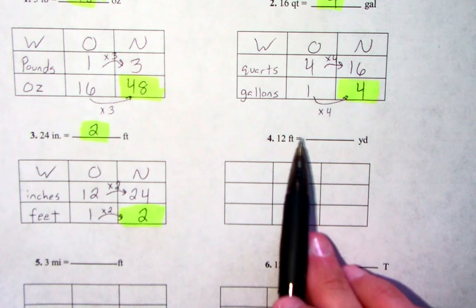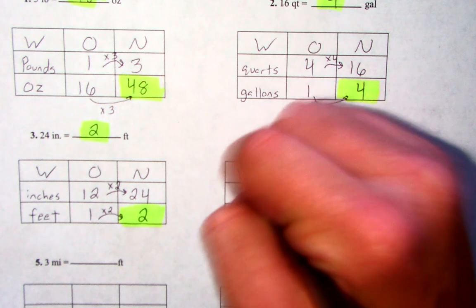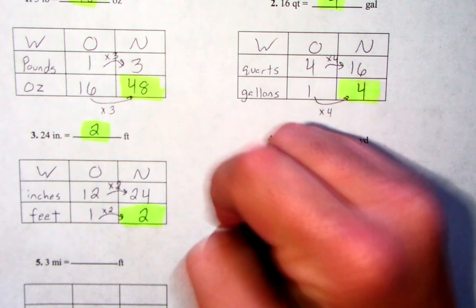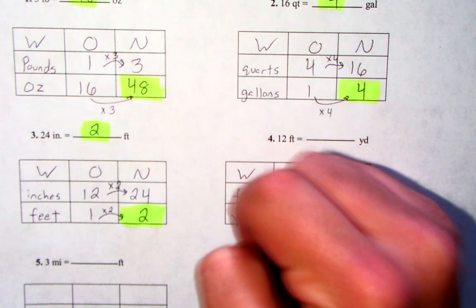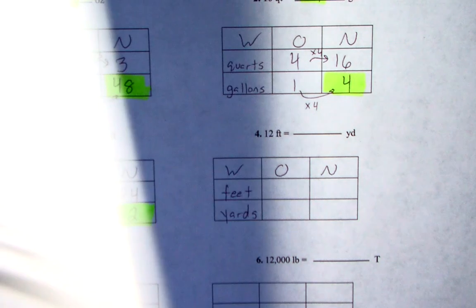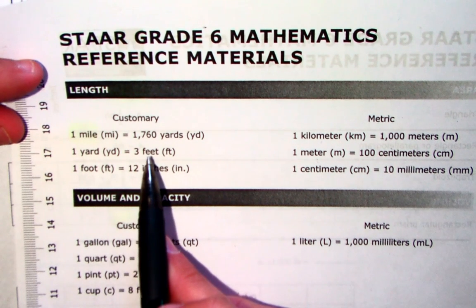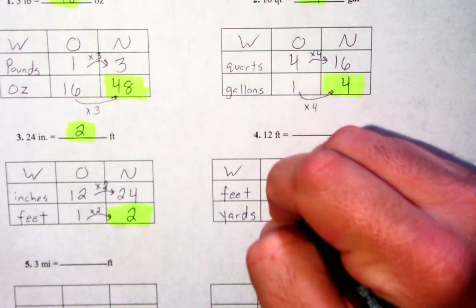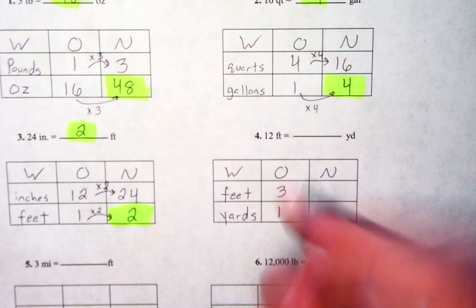Ooh, look at this next one. Now we're going to go from feet to yards. So words, original, new. Feet to yards. Now, I know this one by heart. I don't know if anyone else does, but just in case, let's look at our star chart. There are 3 feet and 1 yard. So 3 feet is equal to 1 yard, but it says we're going 12 feet.